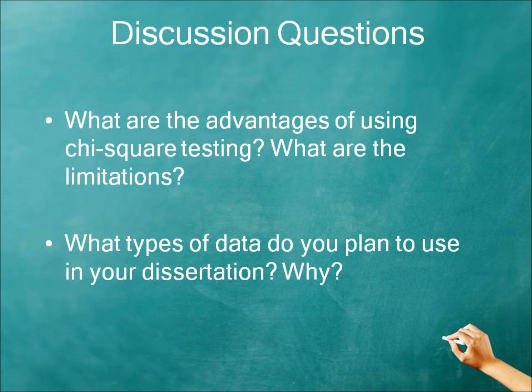After reviewing Statistical Test Part 2, think about and discuss the following questions. 1. What are the advantages of using a chi-square test? And what are the limitations? 2. What types of data do you plan to use in your dissertation? Why?